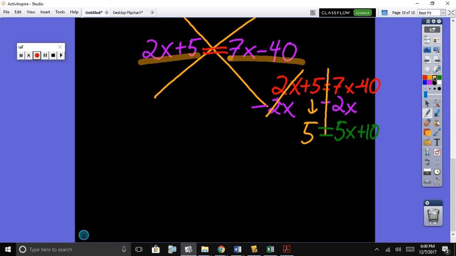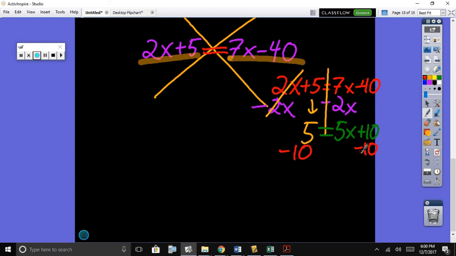Now, a lot of times I see students be very tempted to move this 5 next. But if I move the 5, I'm left with nothing on this side. So we get 0 equals 5x plus 10, and I'm not anywhere closer to solving for x. Now everything's on one side of my equation. So instead what I'm going to do is move the 10 over.